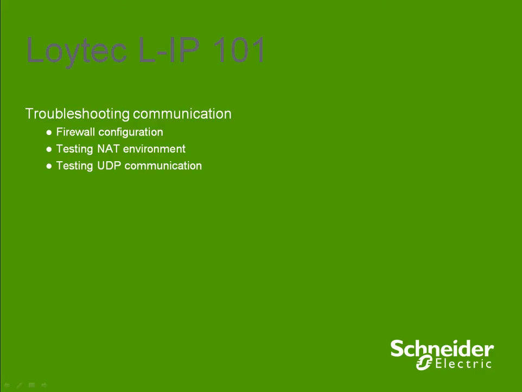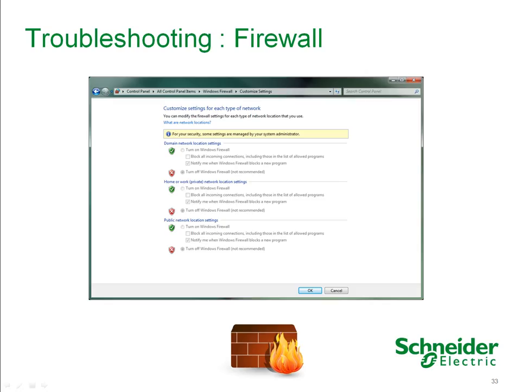And now for the last part of the presentation, which is troubleshooting communication. As good as a firewall can be for security, as annoying it can be when you're trying to get something to communicate over the network. Always try, if you have communication issues, to disable the firewall for a start. And if that is working, then start tweaking the firewall. The firewall should always allow inbound communication to the port configured in the driver and outbound communication on all the ports that are used on the slave and config LIPs.